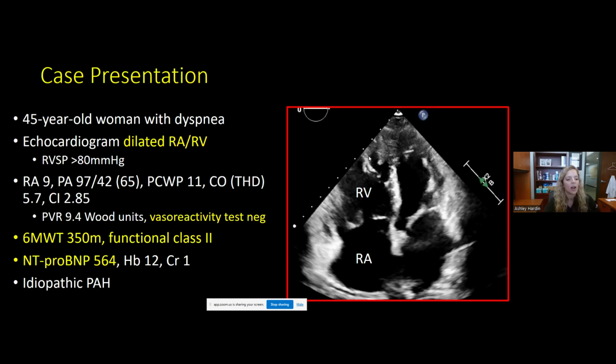We did a 6-minute walk test where she walked 350 meters. She tells us her symptoms, and we assess that she's functional class 2, which is consistent for the most part with her 6-minute walk distance. Her NT-proBNP is elevated at 564. She has a relatively normal hemoglobin and creatinine. So she's ultimately diagnosed with idiopathic PH.